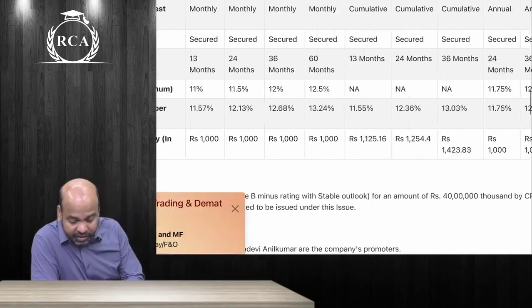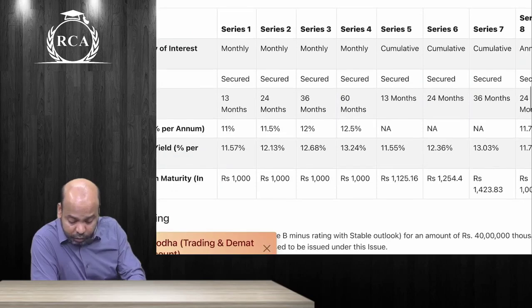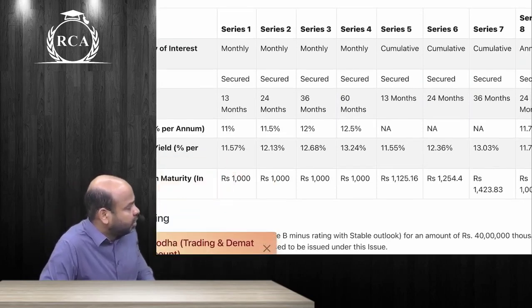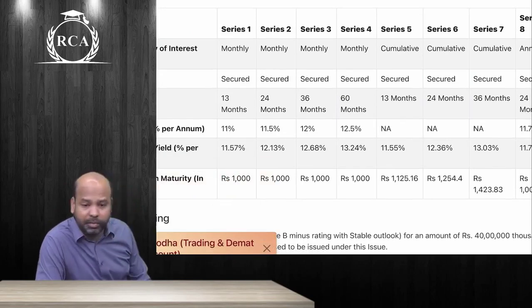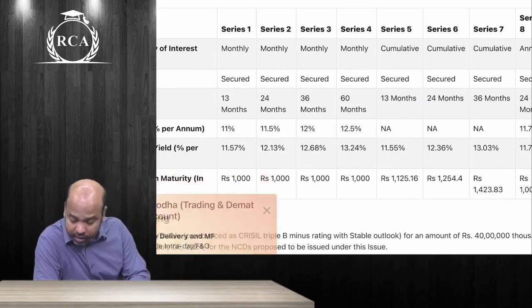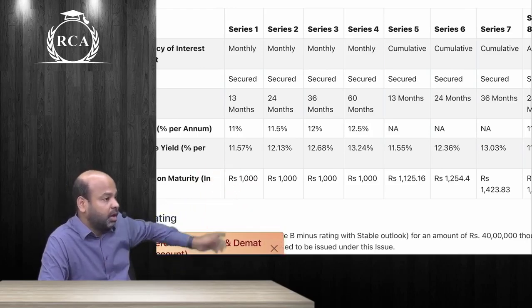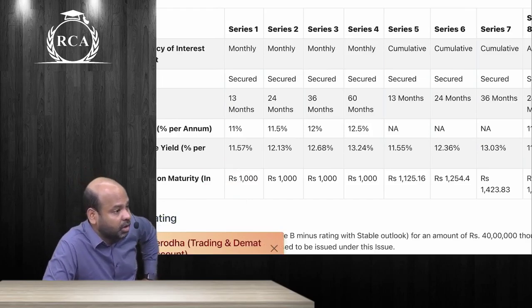But in the other case, as such guys, if they are making monthly payments, can you see series 3? Yes or no? They are offering you a coupon of only 12%, beta. They are not giving you that 13.03% or whatever, because they know that you can invest that money elsewhere and still generate return on return.